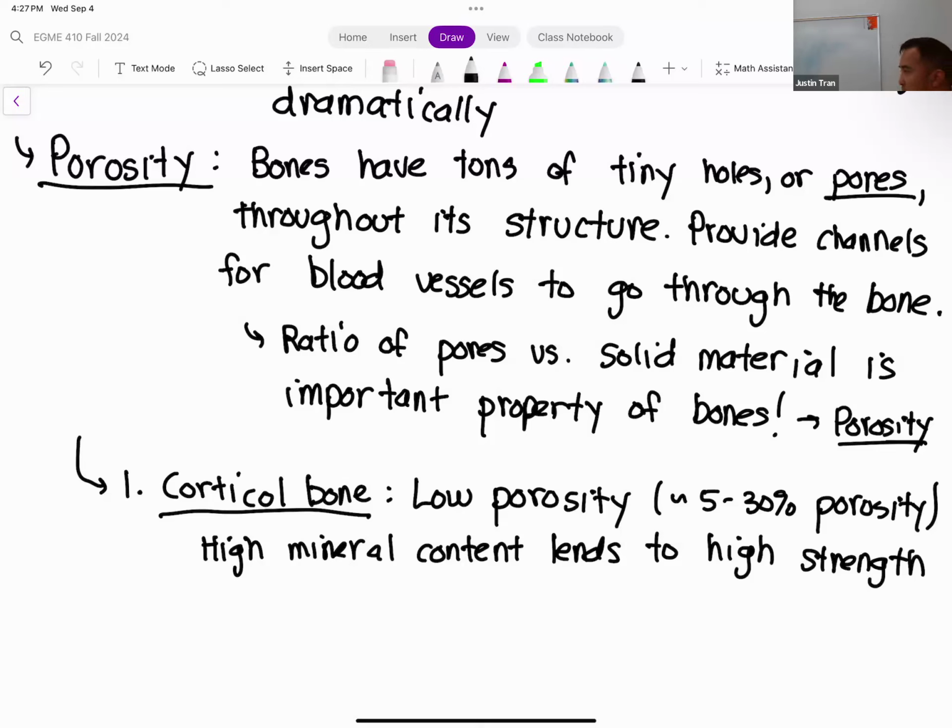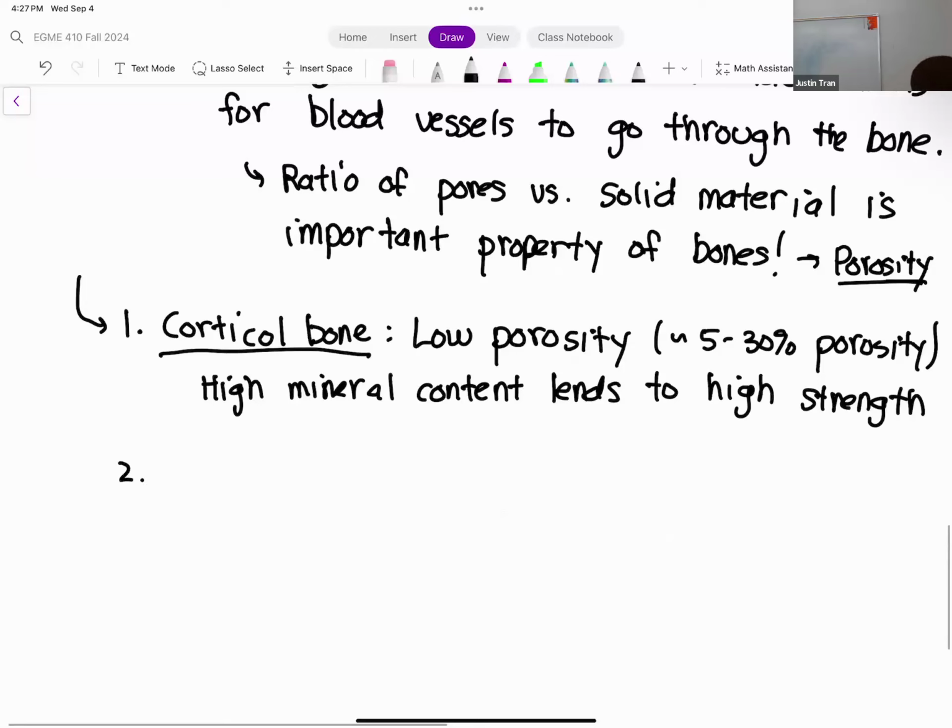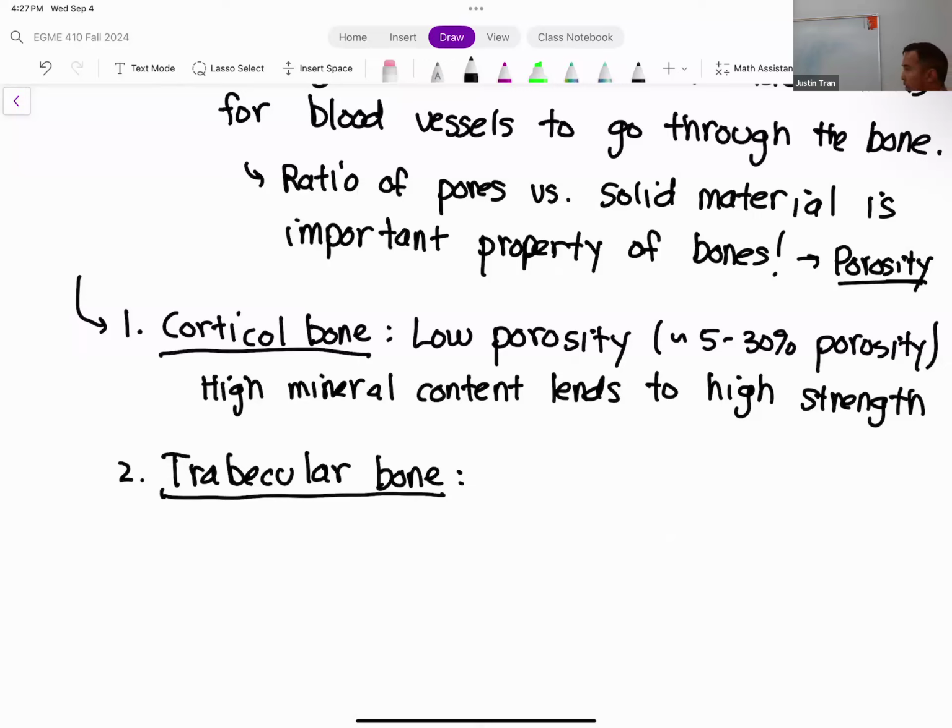Right. And so cortical bone is your high strength bone. That's where most of the strength of your bones comes into play. All right. So the second type of bone that's defined by the porosity is known as trabecular bone. In contrast to cortical bone, trabecular bone has high porosity. High porosity is usually defined as anywhere between 30% and 90%.